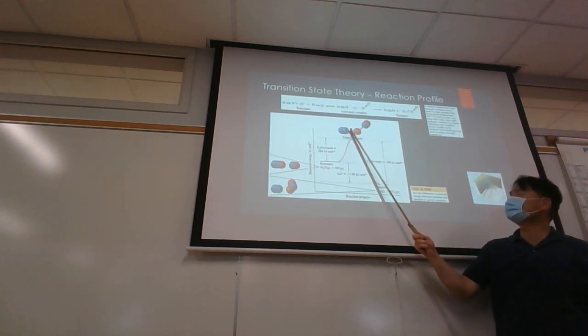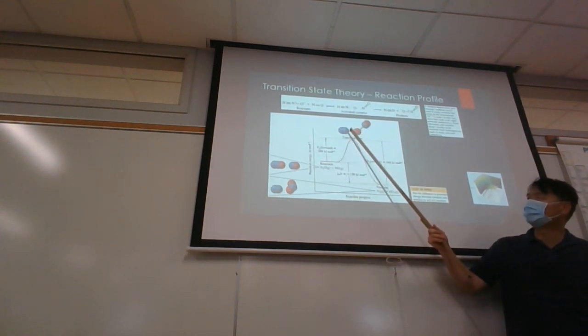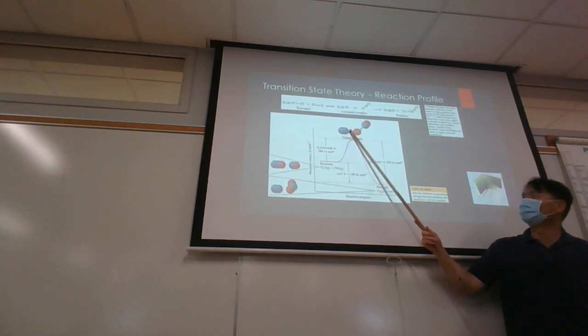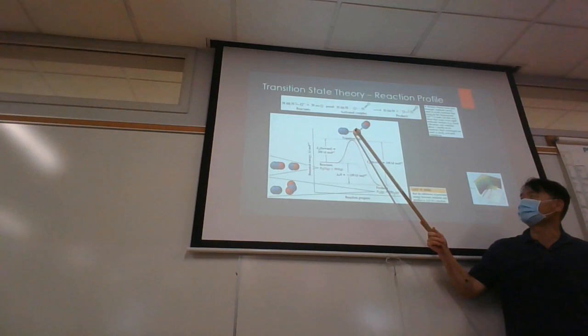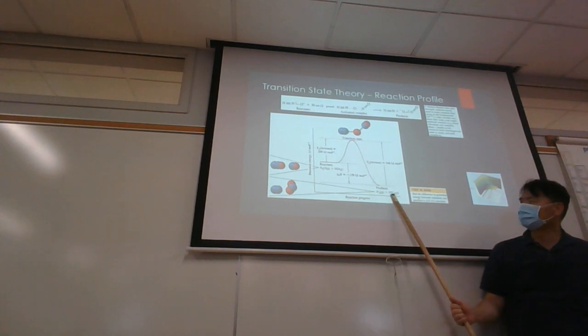Now, this transition state is a transitory state. It's not something that you can isolate and study. All you do is measure this using spectroscopy, shining light there, and then you can see what's happening with electrons. But what we can do is study the products.